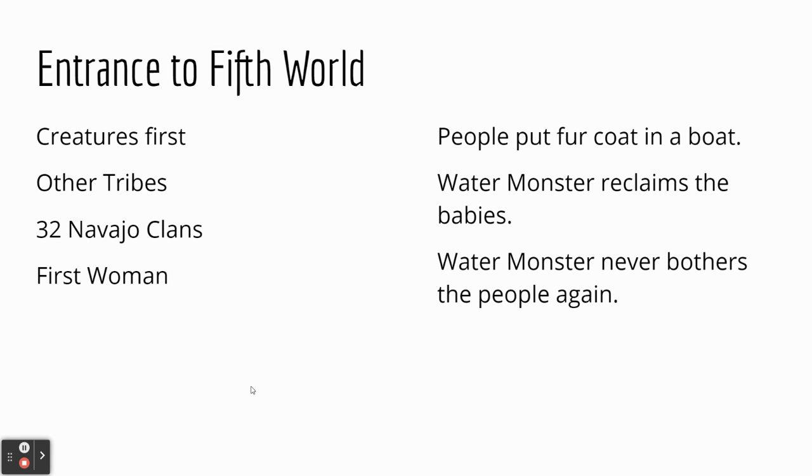The people notice that Coyote has been wearing this fancy fur coat, and they start putting two and two together. So they put the fur coat in a boat. They put the boat out in the middle of the water. Water Monster reclaims the babies, and Water Monster never bothers the people again. That's the fifth world. The natural disasters, the building of the wall, all of those things that the book discusses then create the sixth world.